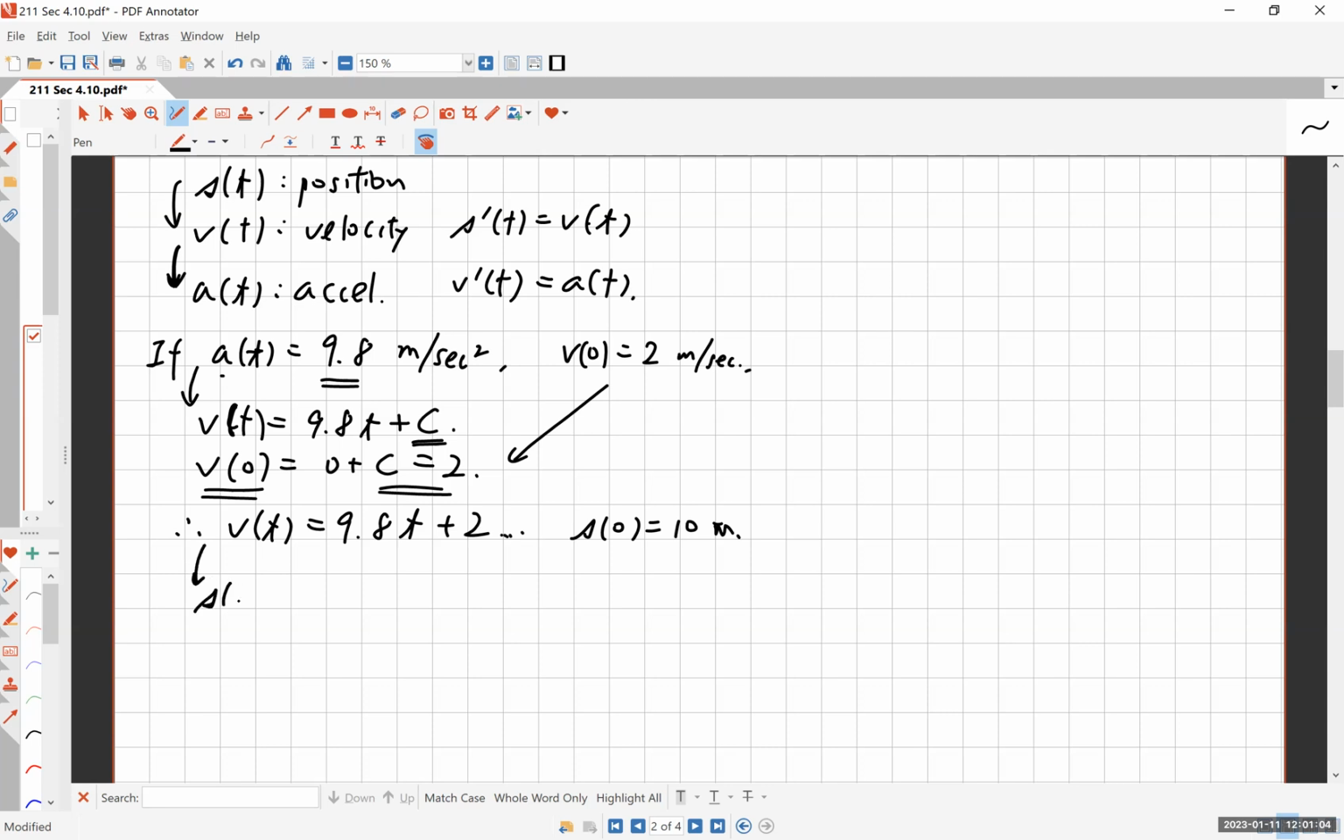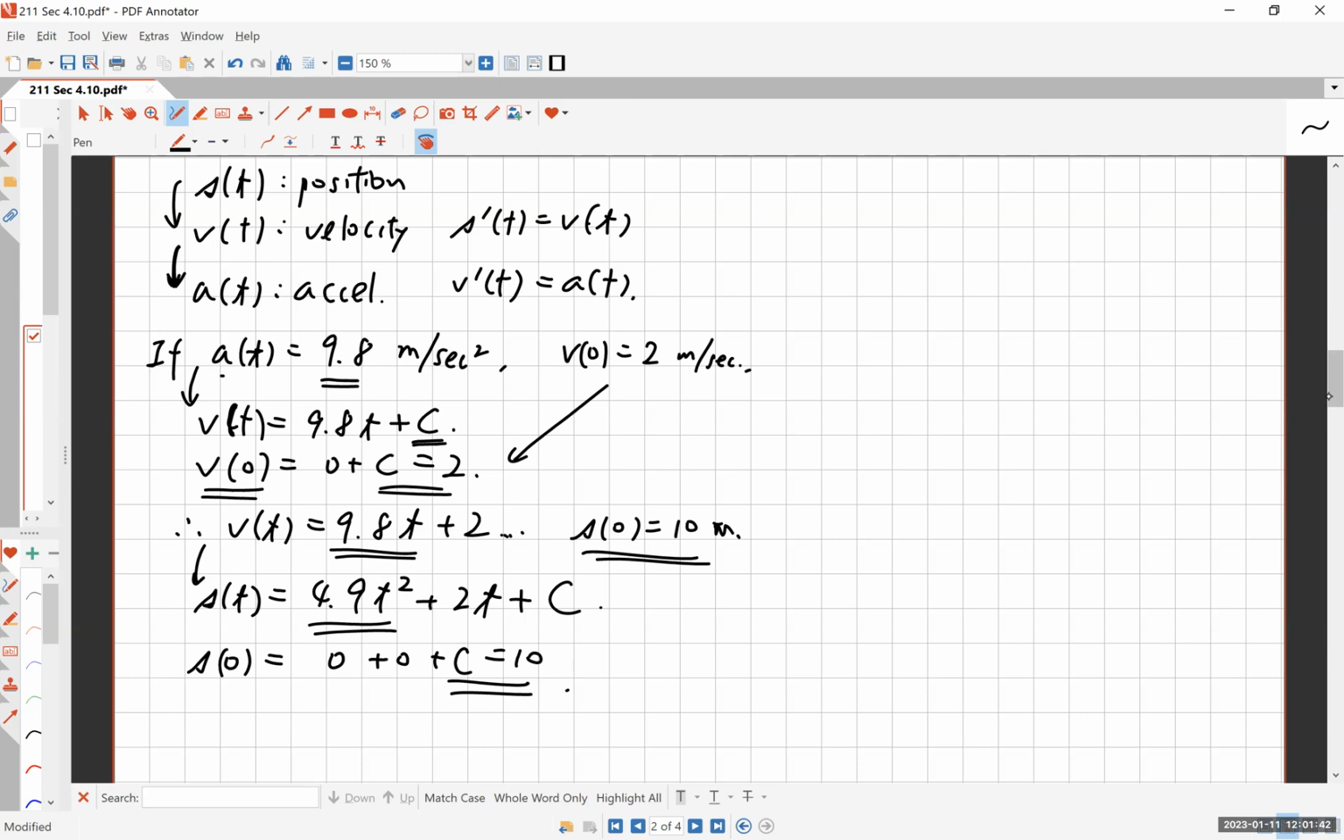Then in order to find the position function or the height function, you again take the antiderivative of this. Now, what's the antiderivative of 9.8 t plus 2? Well, that's 4.9 t squared, right? You have to add 1 to the exponent of t. And when you differentiate this, you certainly get this. So that's no problem. And you have to have a 2t. And you have to have a constant. Now, this constant can be determined by, again, plugging in the initial value of 10. This is going to be 0 plus c, and that's 10. So now I know what this new c is.